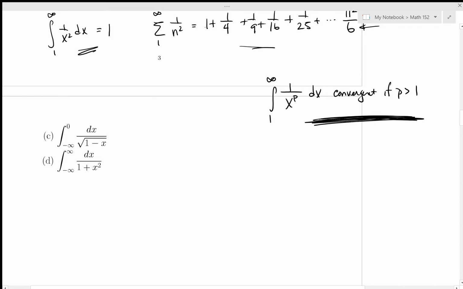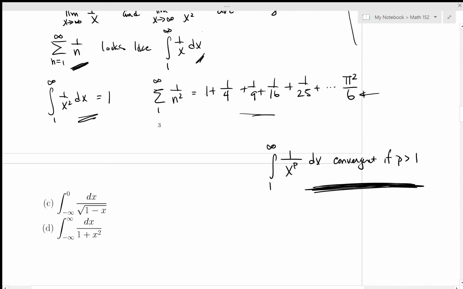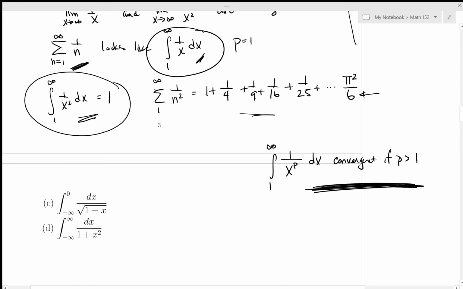Okay, we just saw the case right here. This is the case when p equals 1 and it diverged, and this one here is the case when p equals 2 and it converged. And in fact, this is telling us that if we had an integral from 1 to infinity of 1 over x to the 1.0001 dx, that would in fact converge. It's amazing. Just so slightly different from 1 over x, and that makes all the difference.